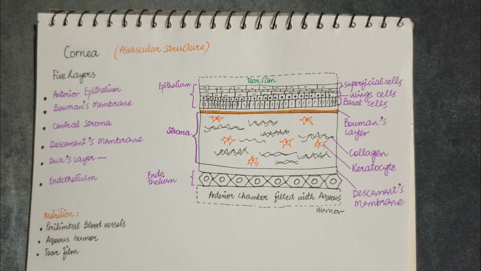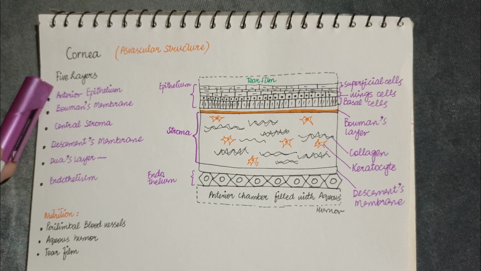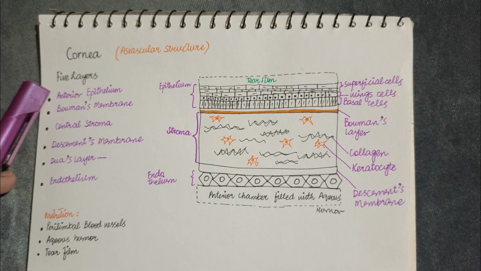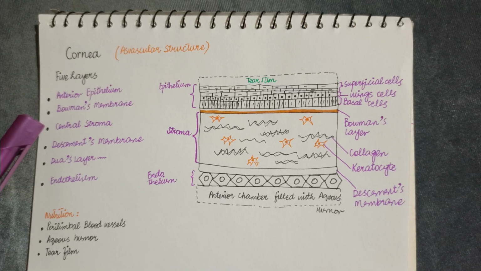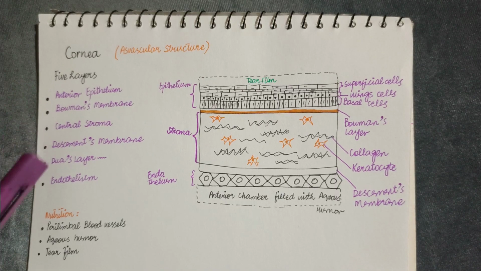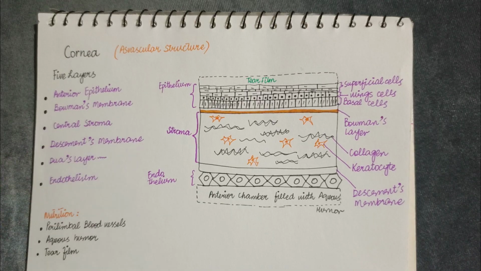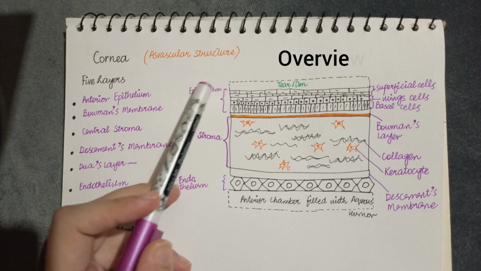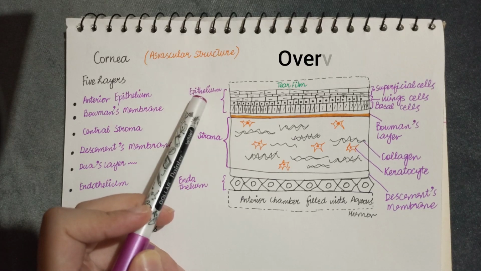Now I am going to tell you a very easy tip which made me remember the layers of cornea. A, B, C, D, E. A: Anterior epithelium. B: Bowman's membrane. C: Central stroma. D: Descemet's membrane or Dua's layer, both come in it. And E: Endothelium layer.